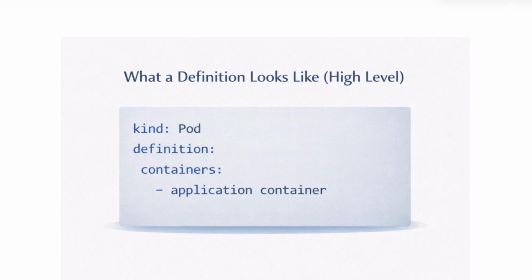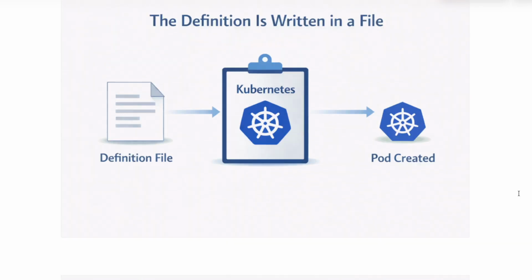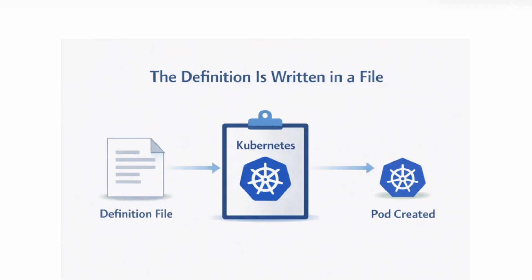Let's quickly recap. Kubernetes remembers what you want to run. That information comes from a definition. The definition is written in a file. Pods are created from that definition. When a pod fails, Kubernetes uses the same definition to create a new one.